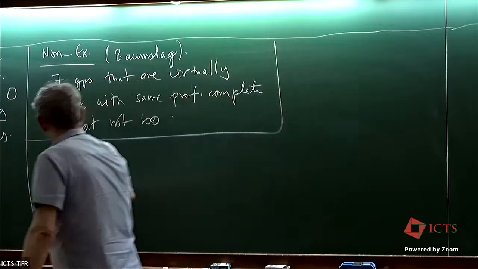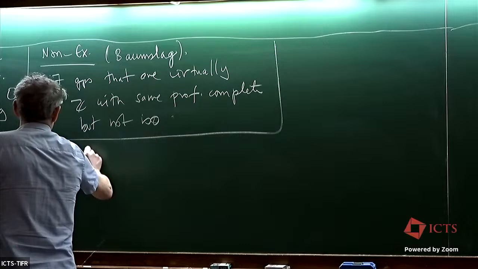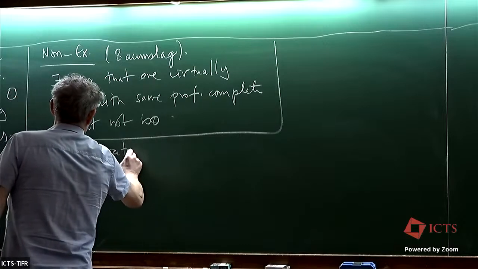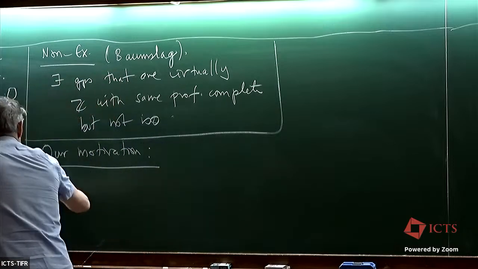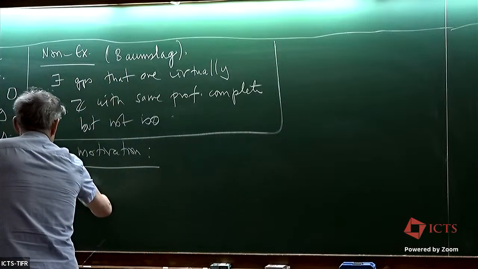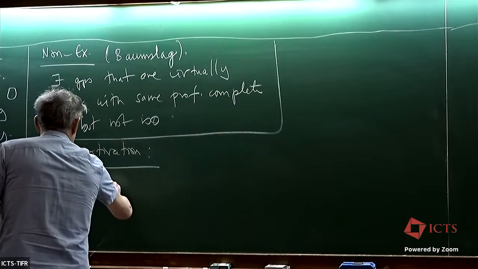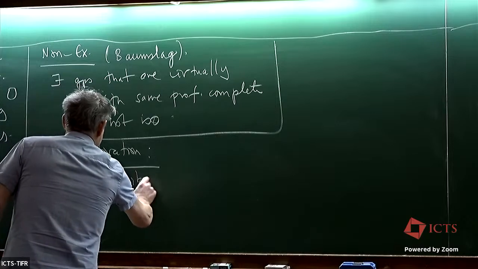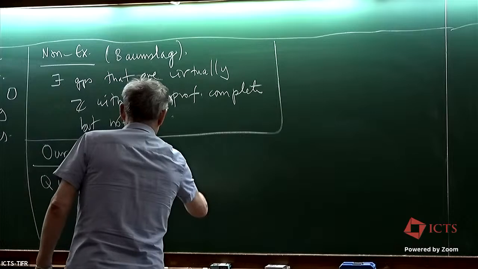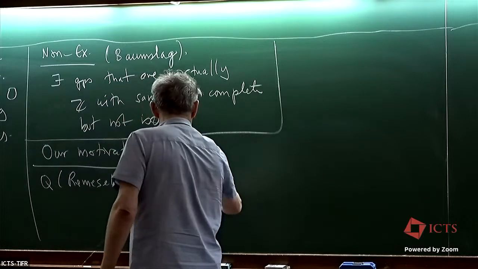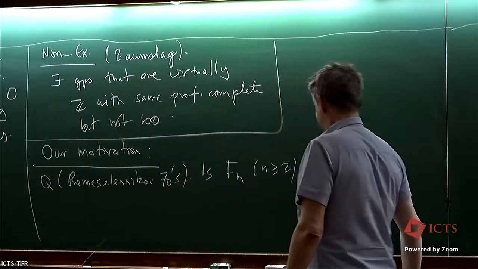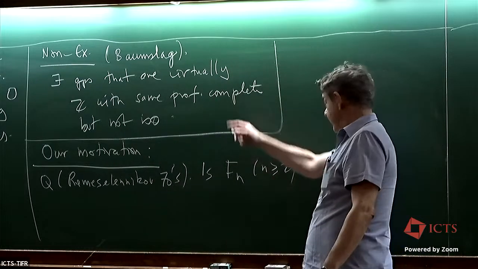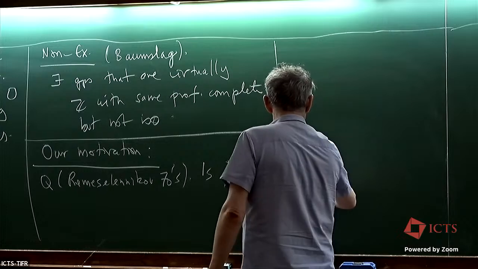So our motivation is the following, and this is a question due to Remeslennikov from the 70s that asks: is the free group, and we may as well assume the rank is at least 2 by this point, profinitely rigid?